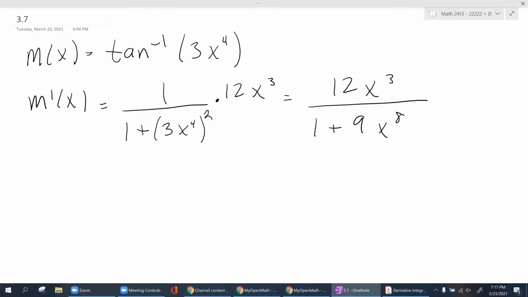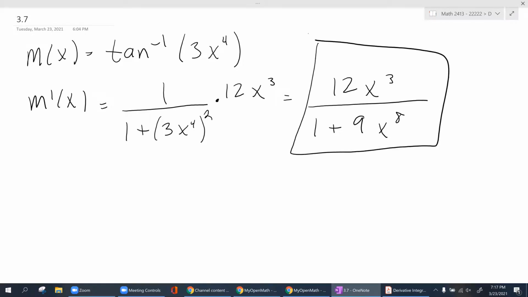In case you're wondering, whenever you have a degree raised to another degree, they cancel each other out? No, don't cancel them out. They multiply each other. So this here is the derivative of inverse tangent of 3x to the 4th.